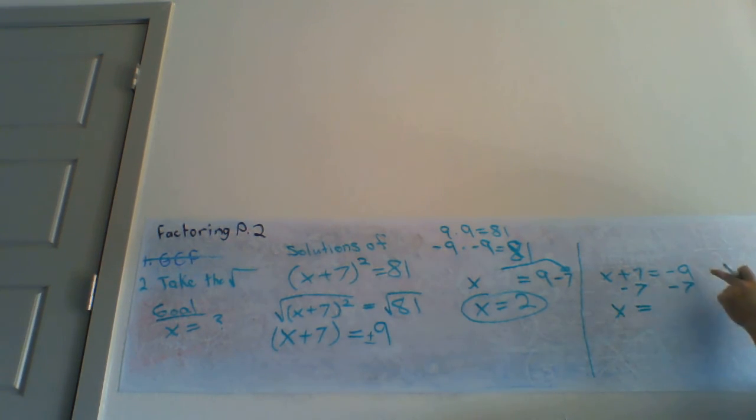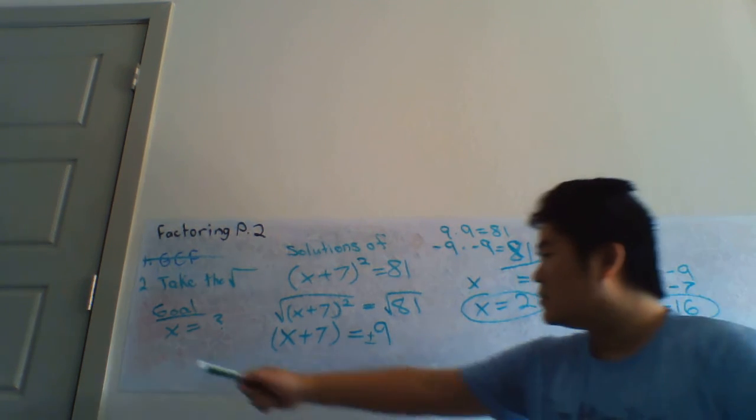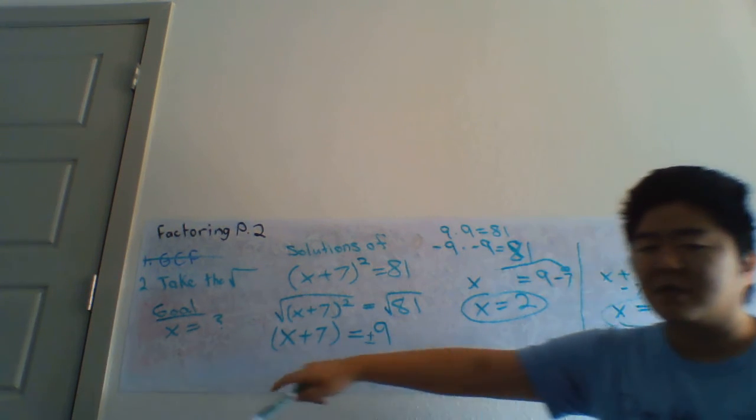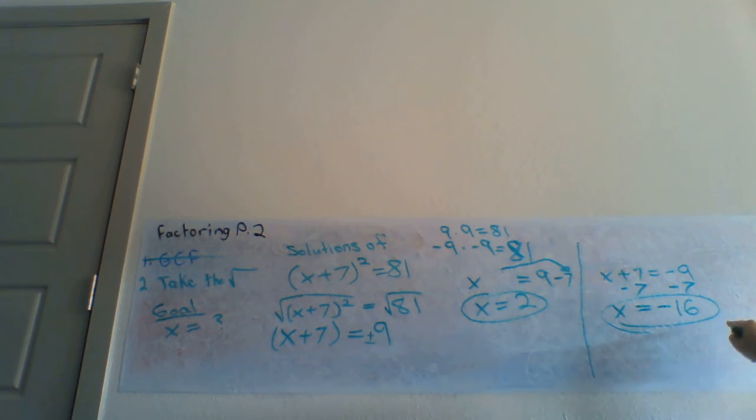The one I'm worried about is this side. So negative 9 and a negative 7. They're the same sign, so it's going to be negative 16. And what are we looking for? Our goal was x equals something, right? So in this case, x equals 2, x equals negative 16. So since I got both of my x values, I got 2 solutions. I'm done.